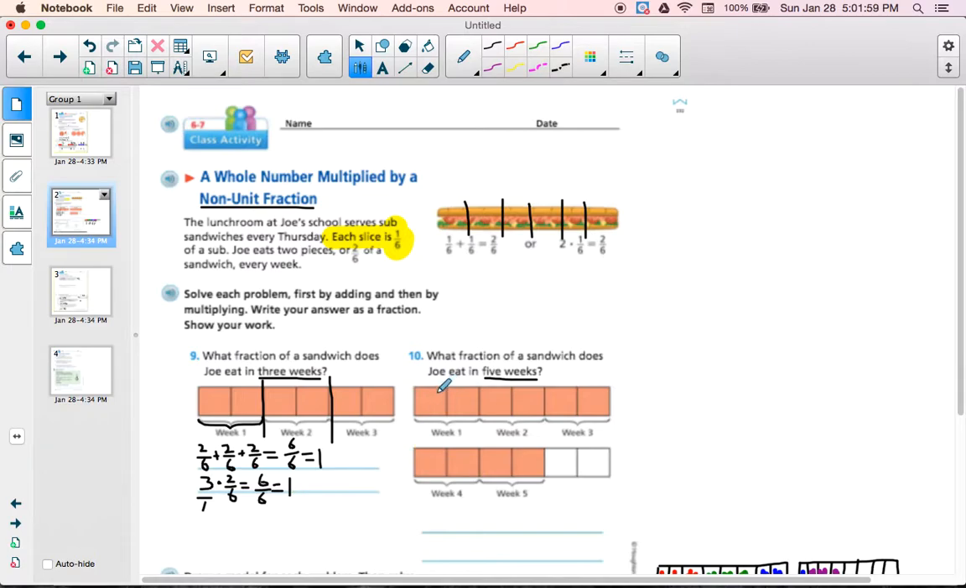So use this same technique. What fraction of a sandwich does Joe eat in 5 weeks? You know, each week he's going to eat 2/6 of it. So how much would he eat in 5 weeks? Write it first as a sum, and then as the product of a whole number and a fraction. Not a unit fraction, just a fraction, 2/6.